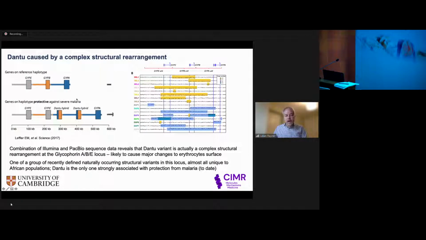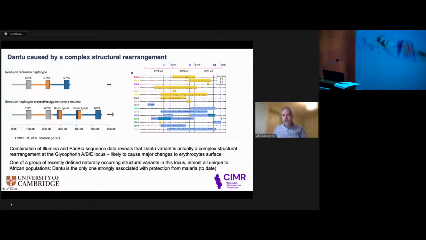You have two copies of a hybrid gene that has bits of glycophorin A and bits of glycophorin B. And then you have two copies of glycophorin A, but where the regulatory regions are all scrambled and messed around. And this is just one example. It's actually this example here, which is called DUP4, duplication 4, of multiple large-scale rearrangements, duplications, deletions in this gene locus.